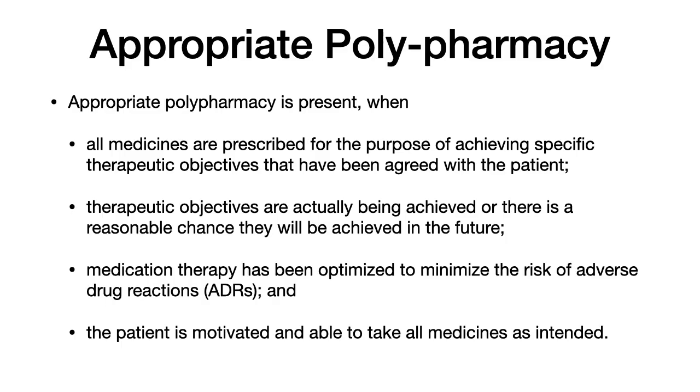Appropriate polypharmacy is present when all medications are prescribed for the purpose of achieving specific therapeutic objectives that have been agreed with the patient. Therapeutic objectives are actually being achieved, or there is a reasonable chance they will be achieved in the future. Medication therapy has been optimized to minimize the risk of adverse drug reaction, and the patient is motivated and able to take all medication as intended.